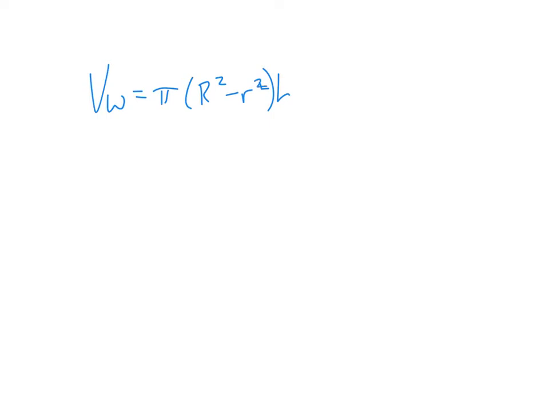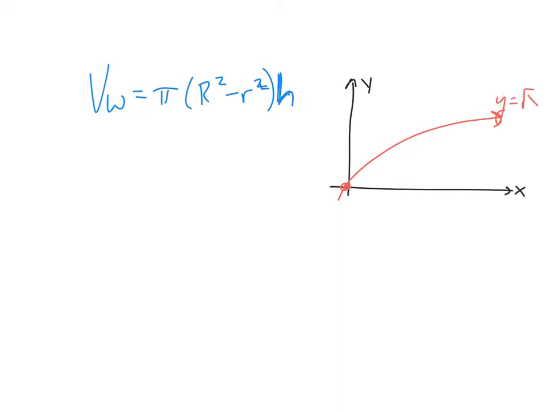And now what we're going to do is take a look at a couple of functions and then bring it back to the washer. So let's take a look at y equals radical x, and then at just the first quadrant of y equals x squared. And we are going to use the x-axis as our axis of revolution.